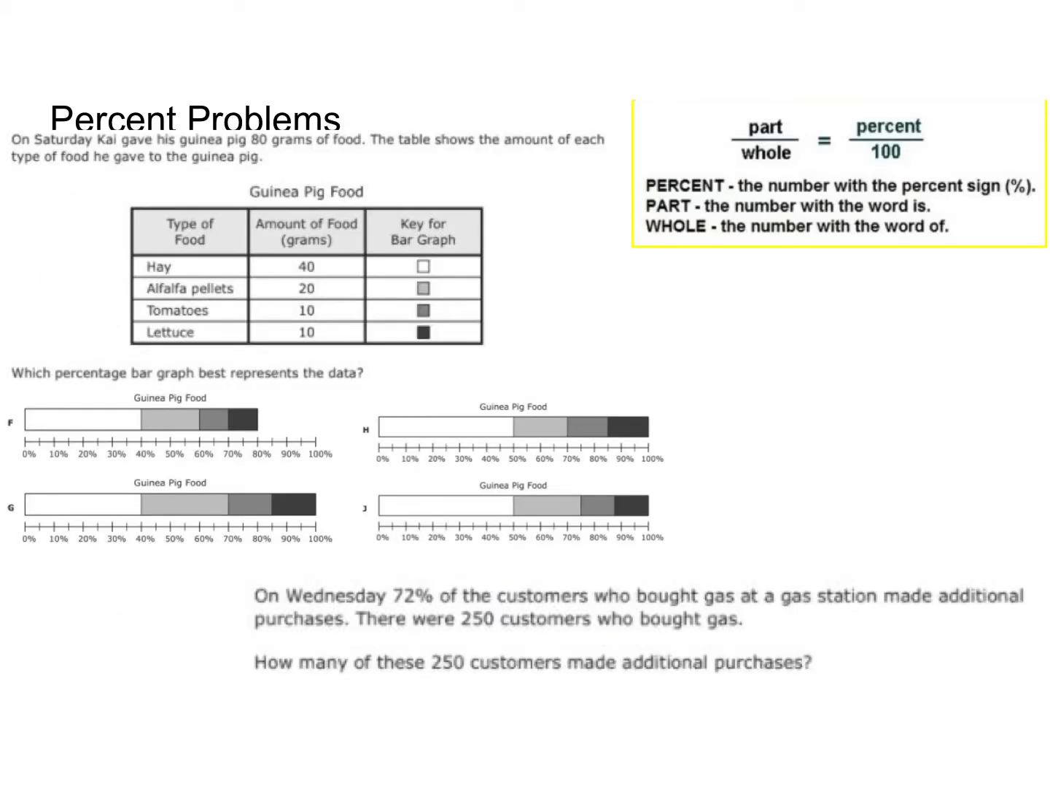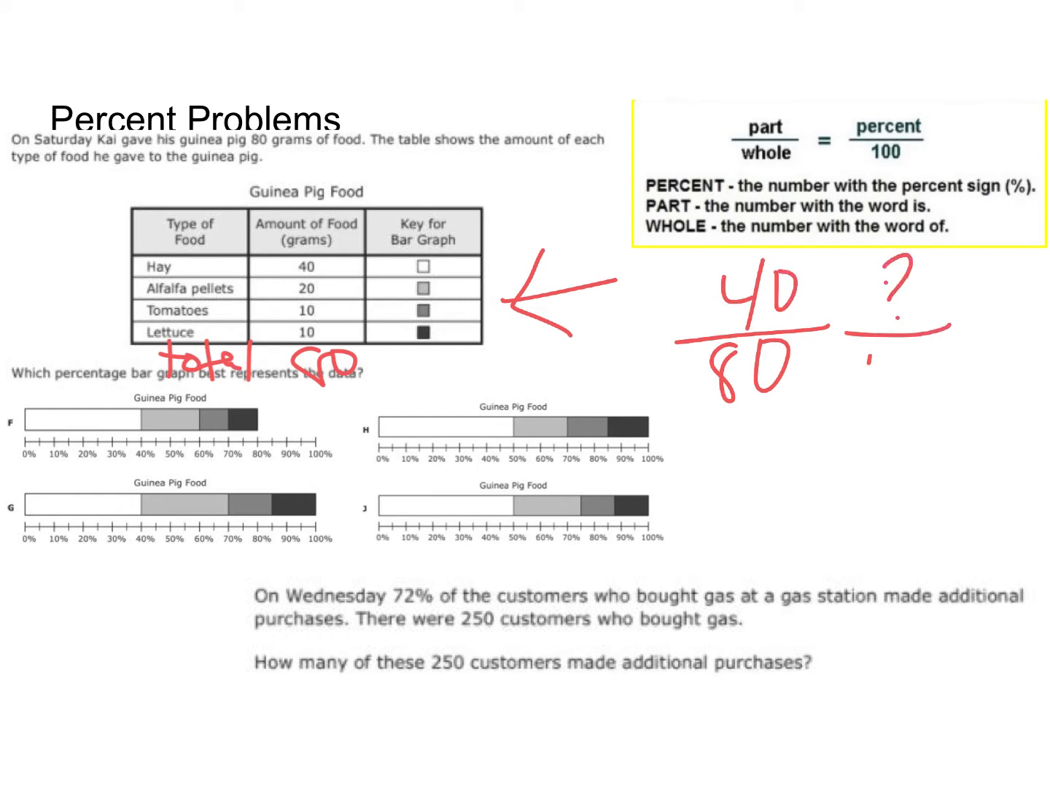Okay, so this is similar to what we did with the ratio table. We have the part over whole and percent over 100. And remember, once you see percents, that's what you're going to use. So we did this. Remember, for this, you have to find the total. You always find the total because you want the percents. So you add 40 plus 20, 60 plus 10 is 70, plus 10 is 80. So that's 80. So then you would set it up as 80, and then the part here is 40. So we're looking for hay, so we do 40. And then you have the percent is what we're looking for over 100.